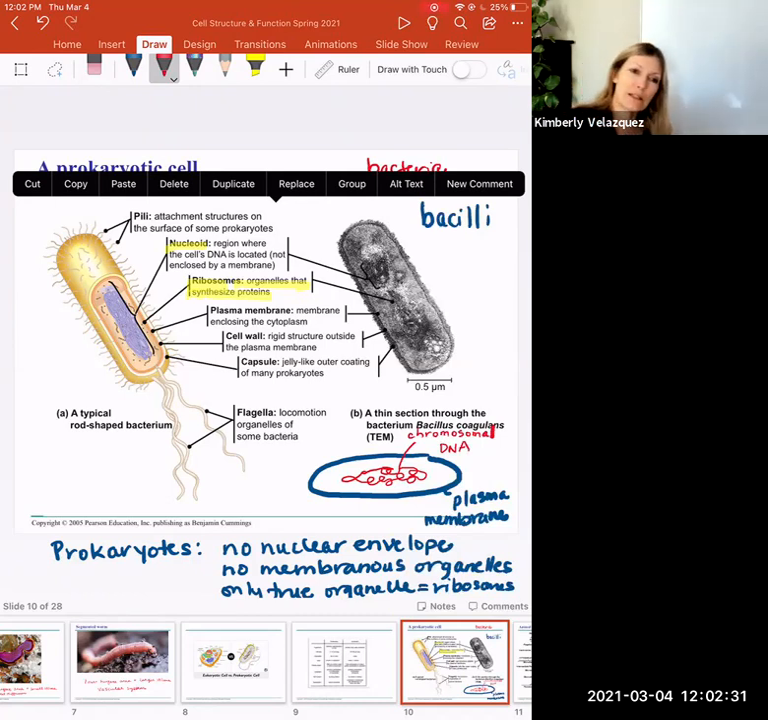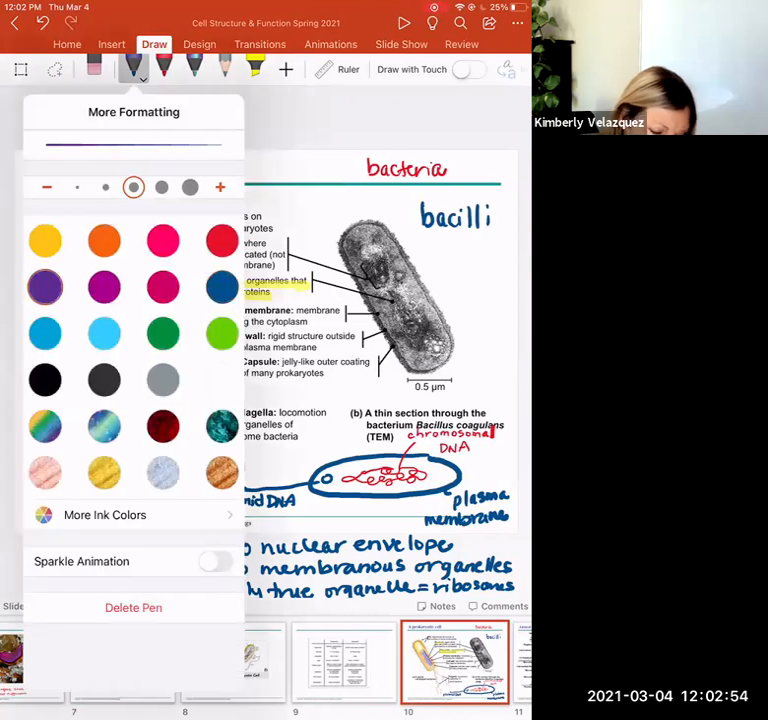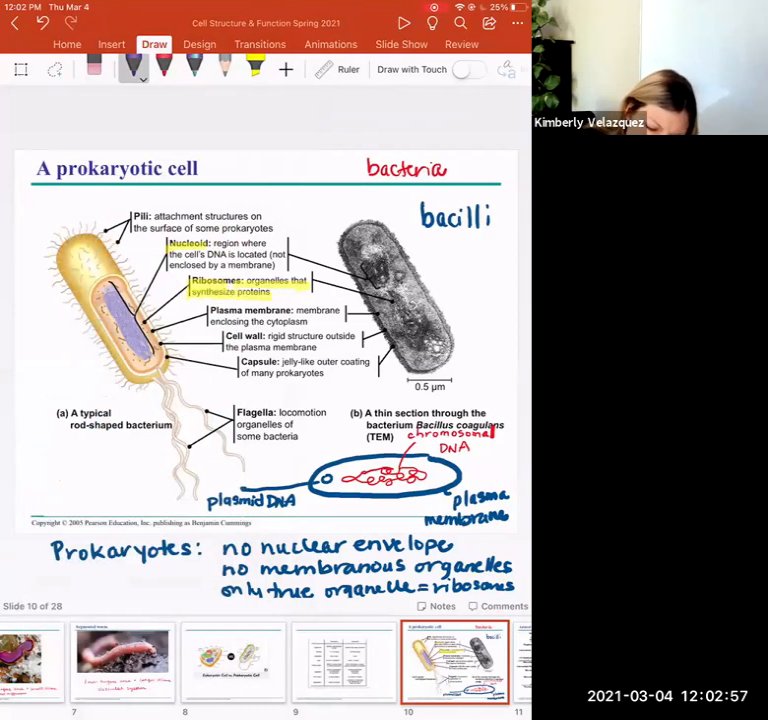The reason we make that distinction is because a lot of bacteria also have some additional DNA, a little ring of DNA, and they can have more than one. And this is called the plasmid DNA. And we'll talk about this more later in the semester. I'm just going to point it out now. Now, as I mentioned, the only other true organelle in the cell are the ribosomes. And I'm just going to draw those as little circles. No membranous organelles in this bacterial cell.